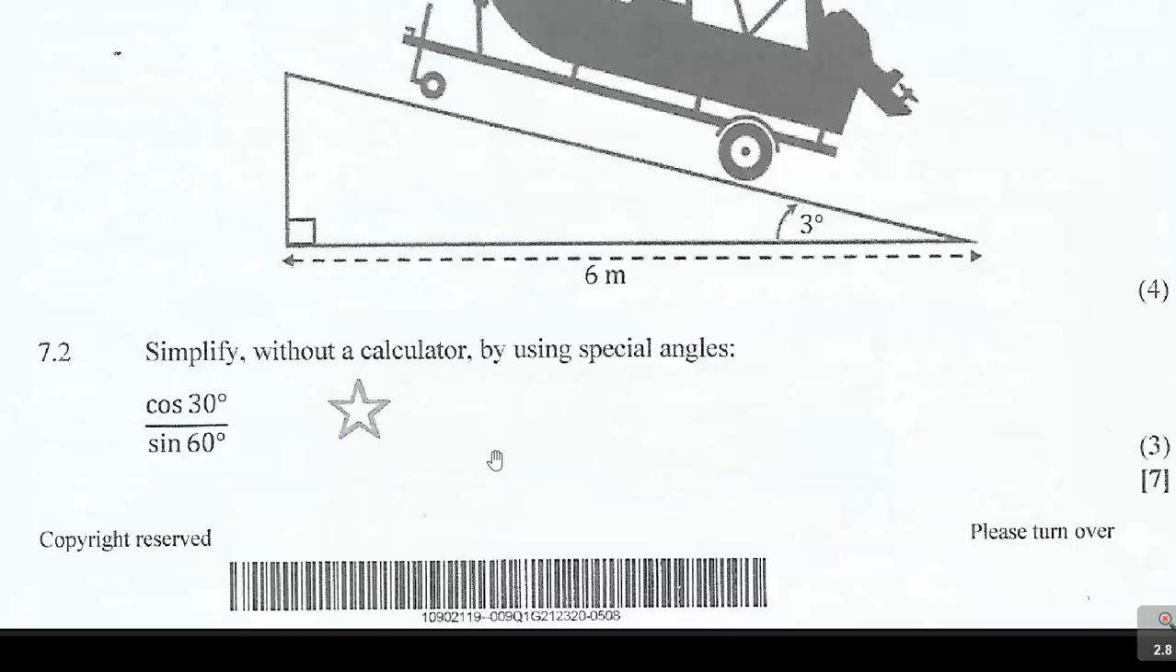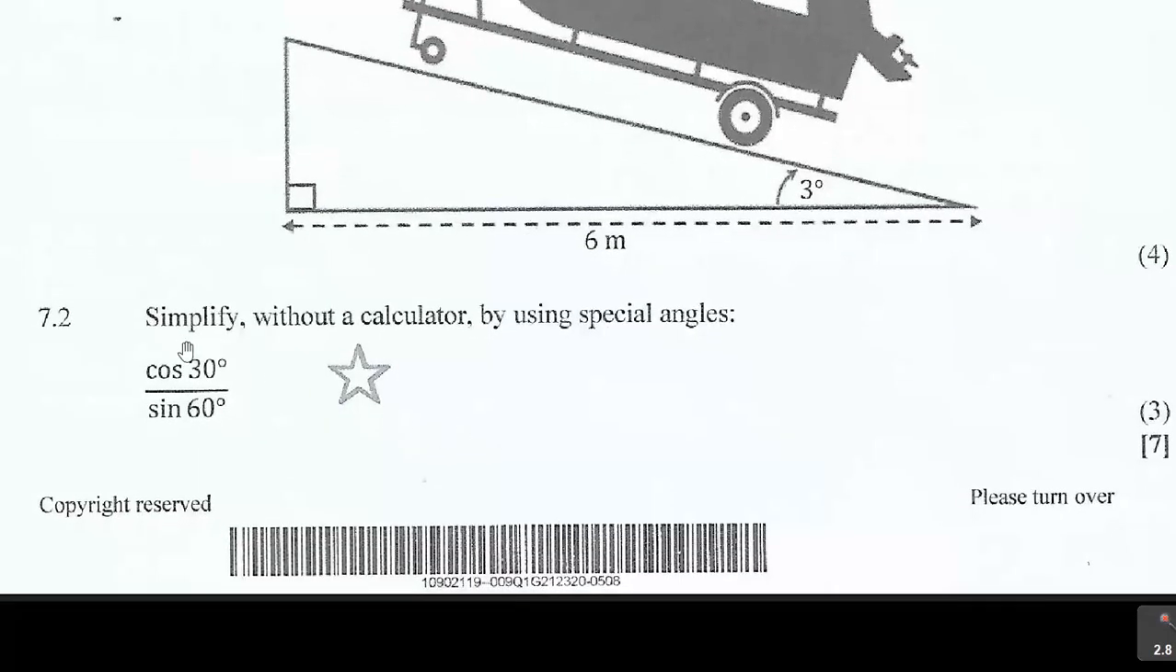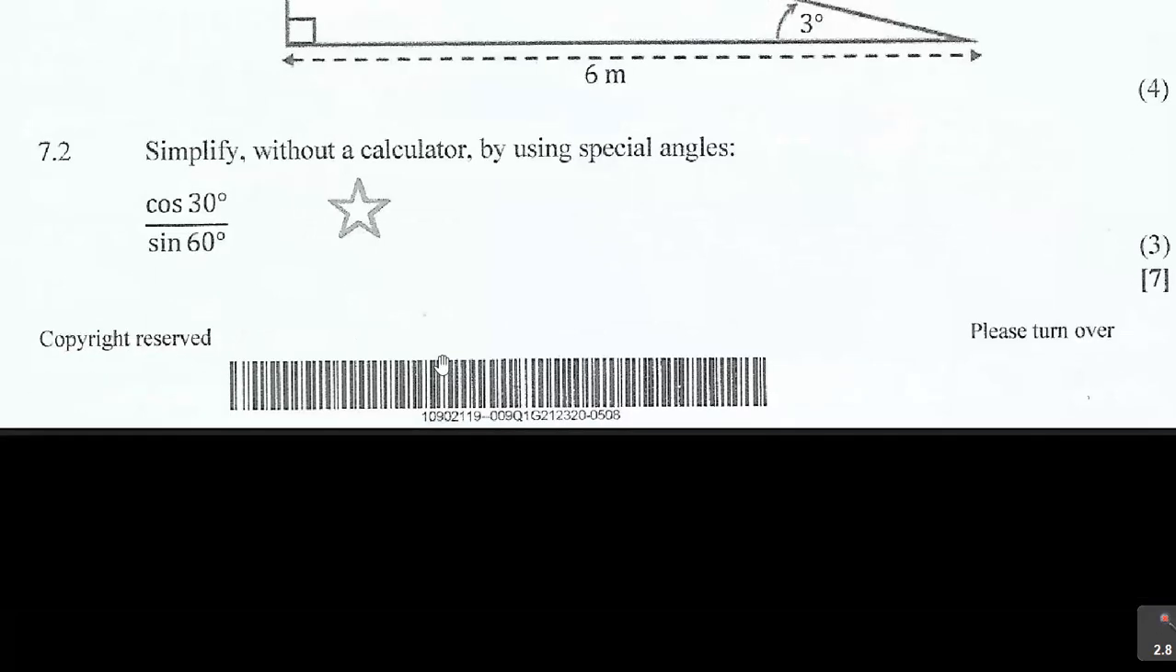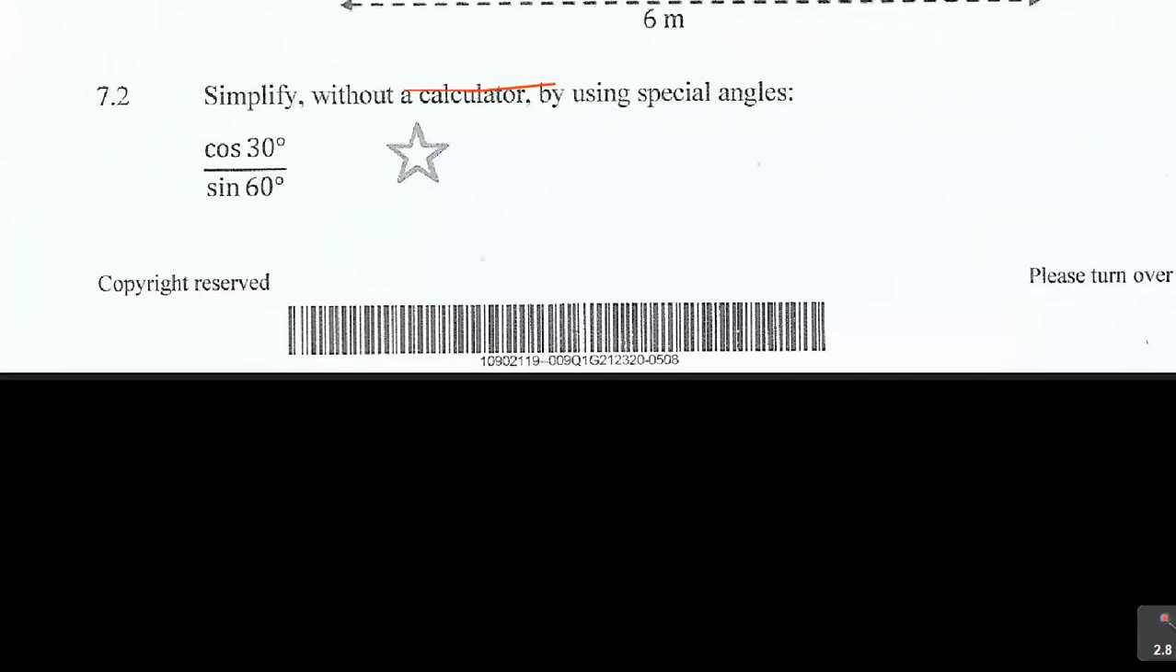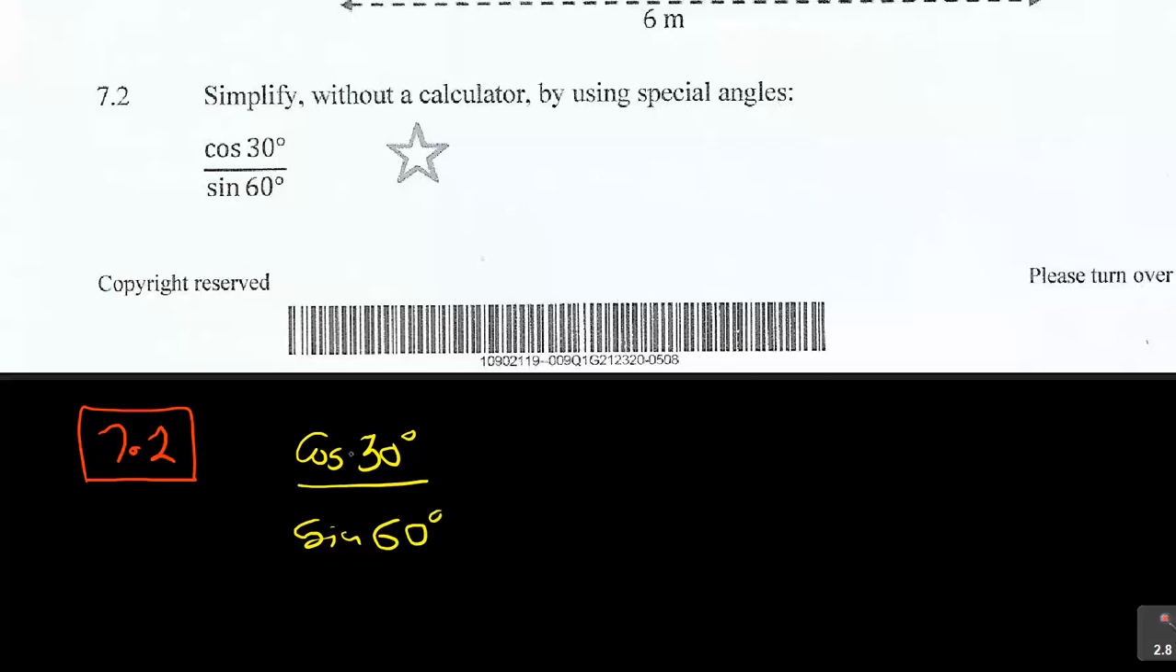Let's move on to question 7.2. Look at this one. It says simplify. I think I can do it because it's down here. It says 7.2, simplify without a calculator by using special angles. So I'm not supposed to use a calculator, but as I'm simplifying there, what do I have? I've got cos 30 degrees over sine 60 degrees. Cos 30 over sine 60.